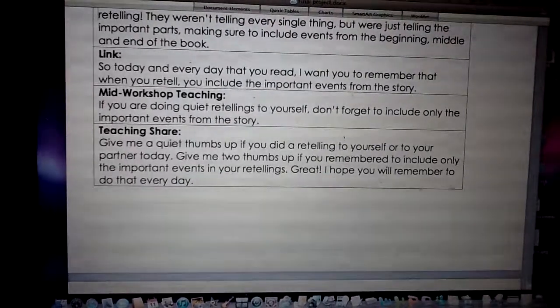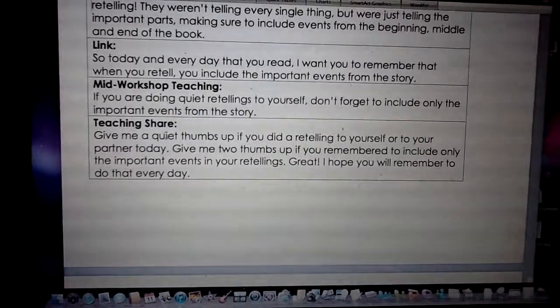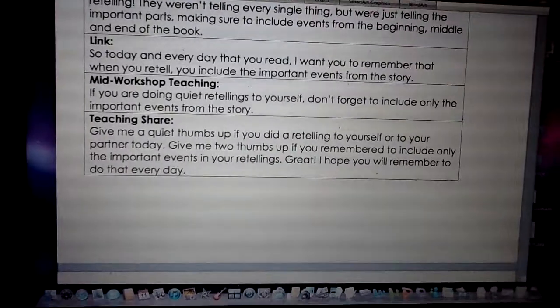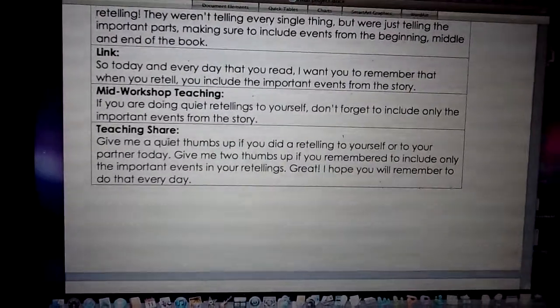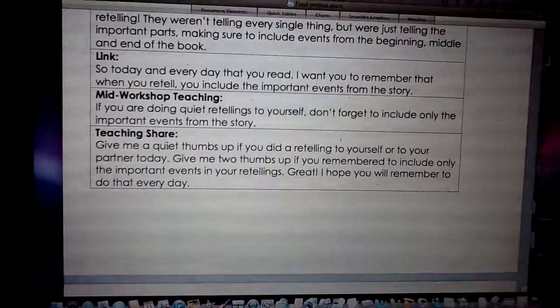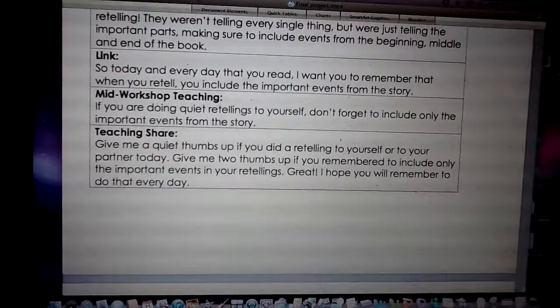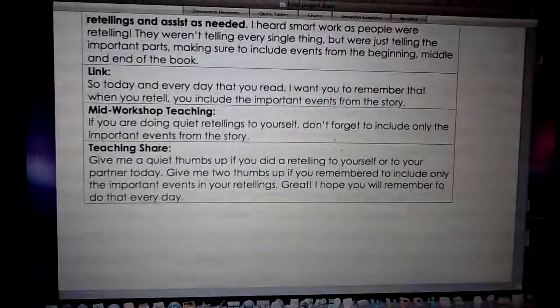And following reading workshop, as we do every day, I would have students give me a thumbs up if you did a retelling to yourself or to your partner today. Give me 2 thumbs up if you remembered to include only the important events in your retellings. Great! I hope you will remember to do that every day. So that would conclude my mini lesson.